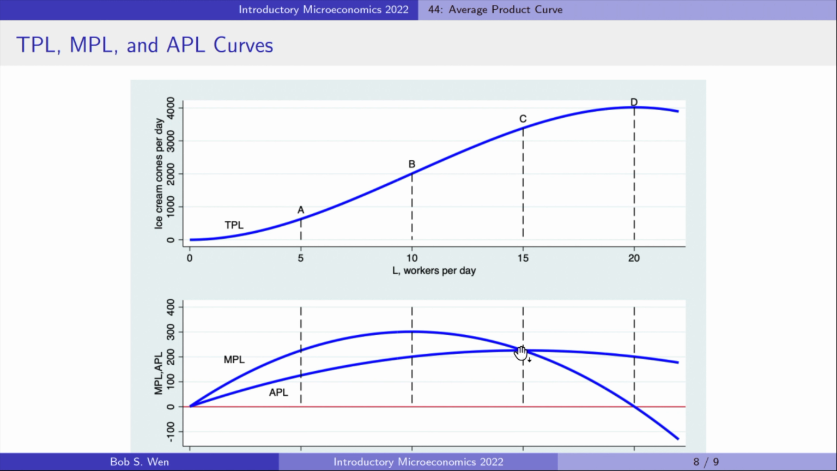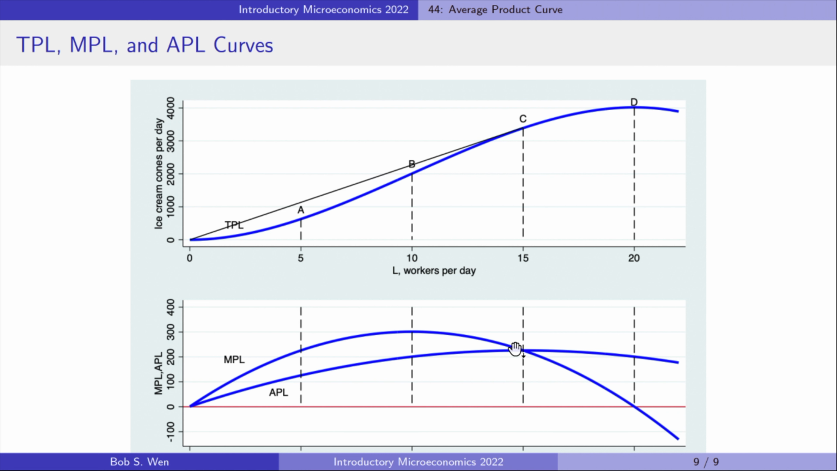The marginal product curve crosses the average product curve at the maximum of the average product. That is, the point of intersection is the maximum of the average product of labor. At the intersection, point C, the marginal product equals the average product.